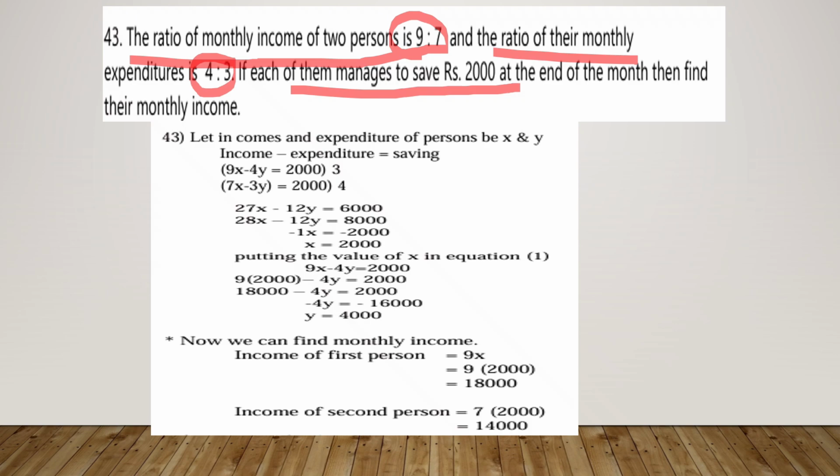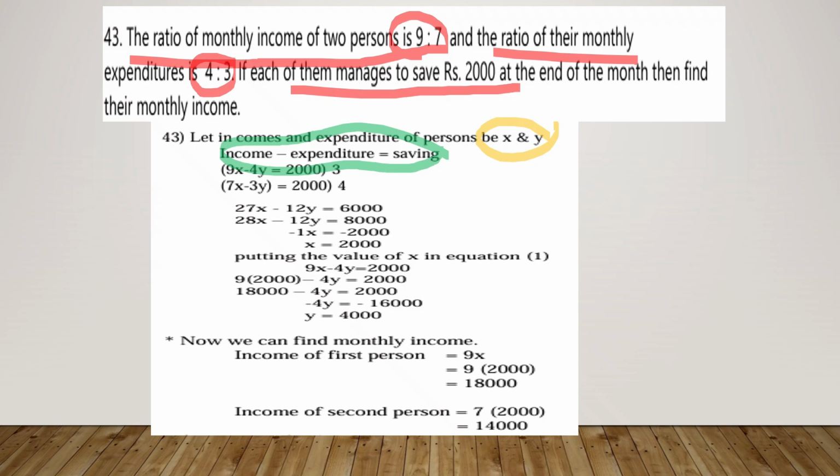First, here the income and expenditure of the person can be taken as x and y. Income minus expenditure is nothing but saving. If you are earning something, that is income, and if you subtract the expenditure, you will get the saving. So here 9x minus 4y is equal to 2000, 7x minus 3y is equal to 2000. So both are managing to save 2000 rupees only.